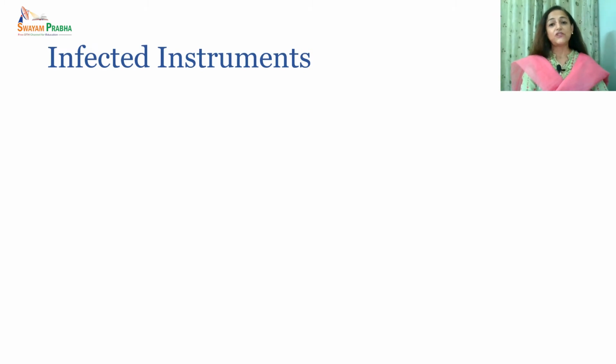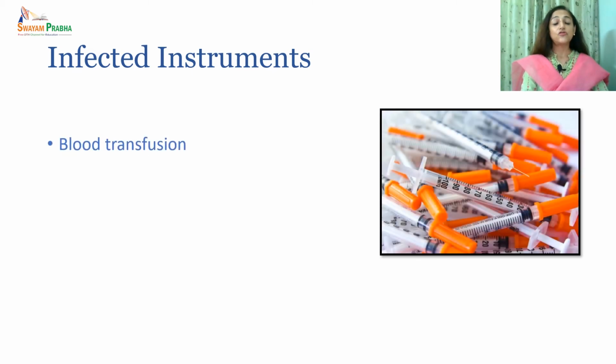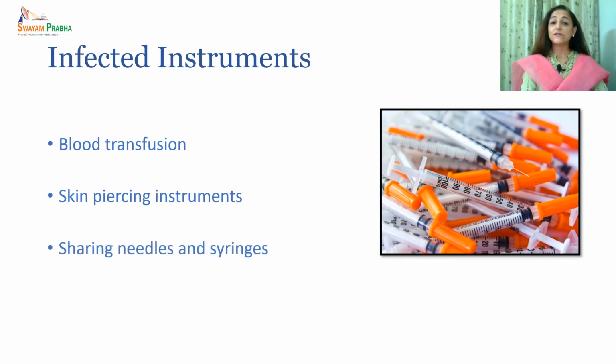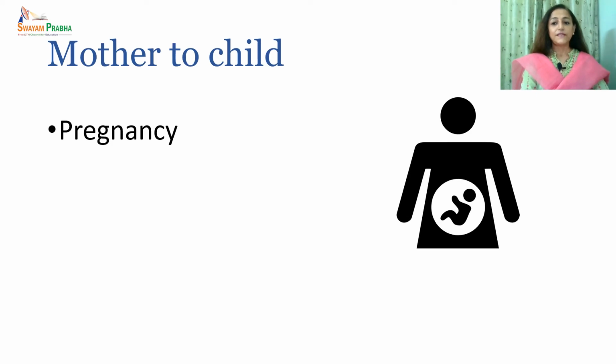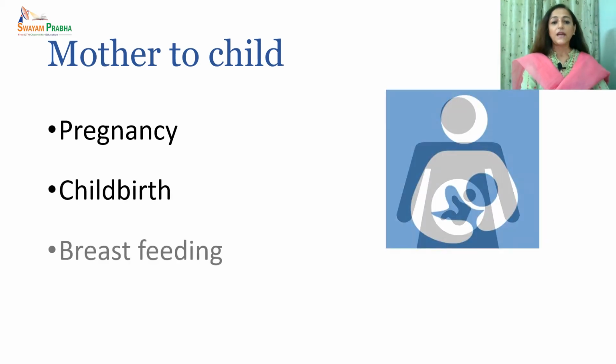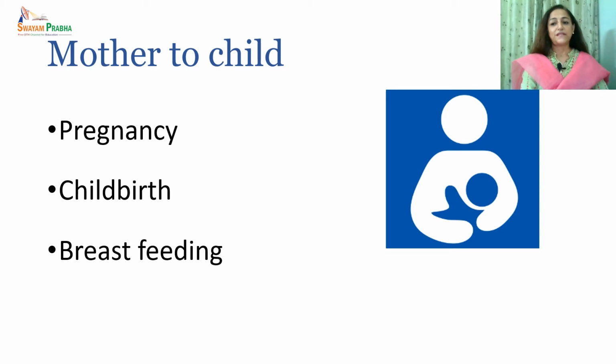Transmission can occur by sharing infected articles or instruments, such as in blood transfusion or skin piercing instruments, then sharing needles and syringes in the case of drug addicts, and poorly maintained healthcare settings can also transmit this infection from one person to another. Then the third way of transmission occurs from mother to child, fetus or infant. First of all, it can be transferred during pregnancy or during childbirth, and finally by breastfeeding.